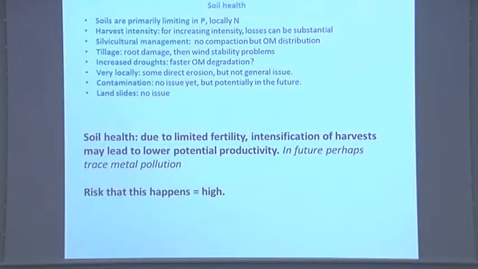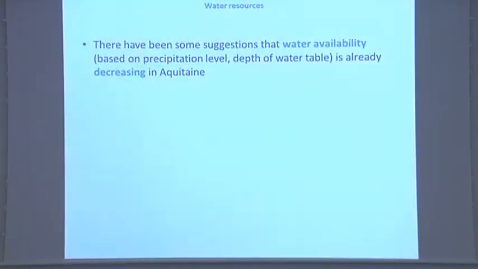So my conclusion would be that there is clearly a problem here. If the owners and the managers do not agree on what they do, I think probably the wood sector will want more wood from the system. The risk that they actually go beyond the fertility possibilities is quite high. Water resources: some people suggest that there is already less water there than a few decades ago. I'm not sure there are many sources that have actually measured that.